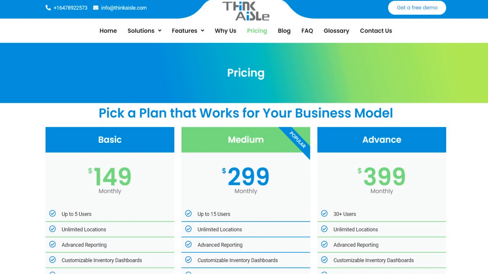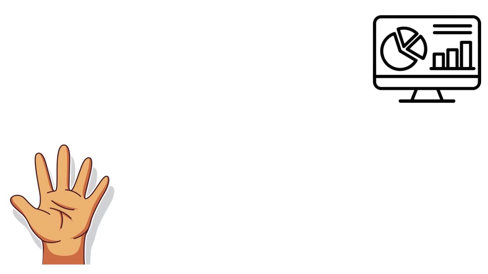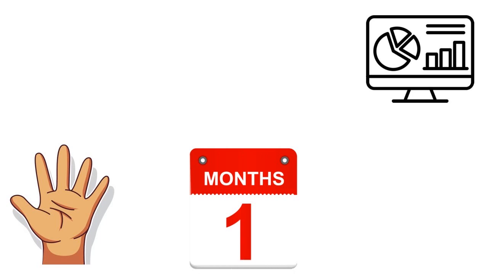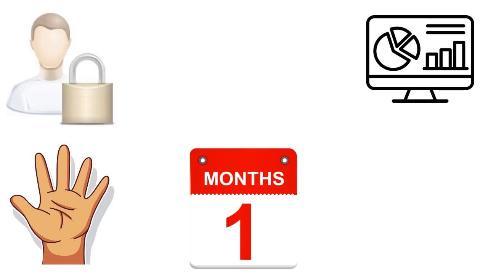So you can see that the basic that costs you 149 is up to five users. And with five users, you have unlimited locations, advanced reporting, customizable inventory dashboards, among other benefits. And the medium, you are going to pay $299 per month, and this is up to 15 users. And you have the same as basic, but more features. And for the advanced, you have up to 30 users.